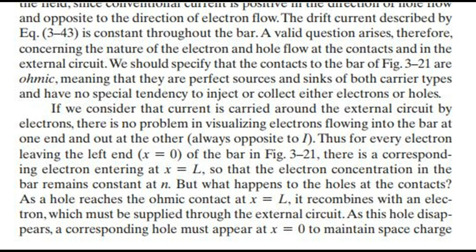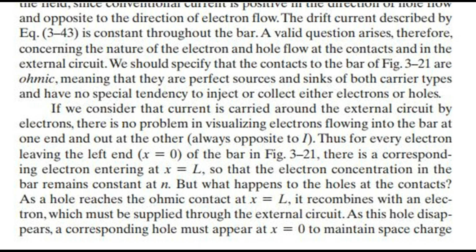If we consider that current is carried around the external circuit by electrons, there is no problem in visualizing electrons flowing into the bar at one end and out at the other, always opposite to I. Thus for every electron leaving the left end, x equals 0, of the bar in Fig 3-21, there is a corresponding electron entering at x equals L, so that the electron concentration in the bar remains constant at n. But what happens to the holes at the contacts?